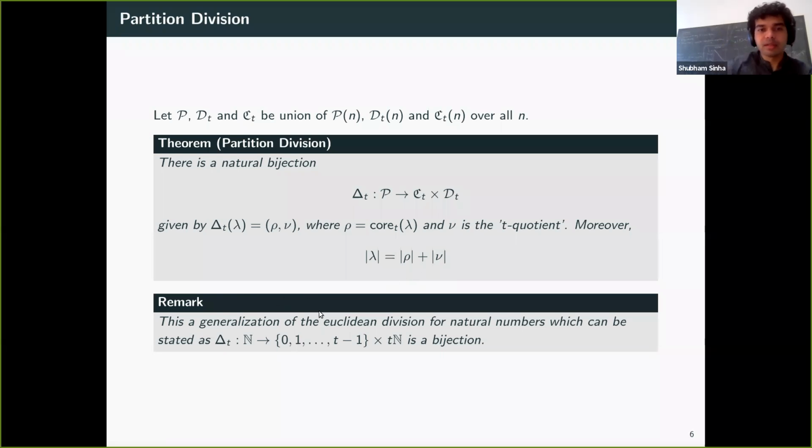So a general remark. This can be thought of as a generalization of Euclidean division of natural numbers, where you can think of it as a map from natural numbers to its remainder and its quotient. So that's where the motivation for the definition comes from.